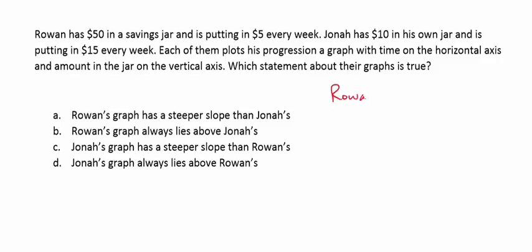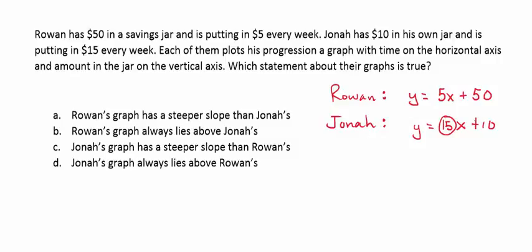Well, Rowan, we know that Rowan could be y equals, with a y-intercept of 50 because of the starting value, and $5 per week. Now Jonah, similarly, although the rate is different and so is the starting value, Jonah starts with only $10, however puts away $15 per week. If I'm comparing these two, I'm pretty sure that Jonah has a steeper graph, or a steeper line, because of the rate being 15. It's bigger than 5. So I think that is a choice.